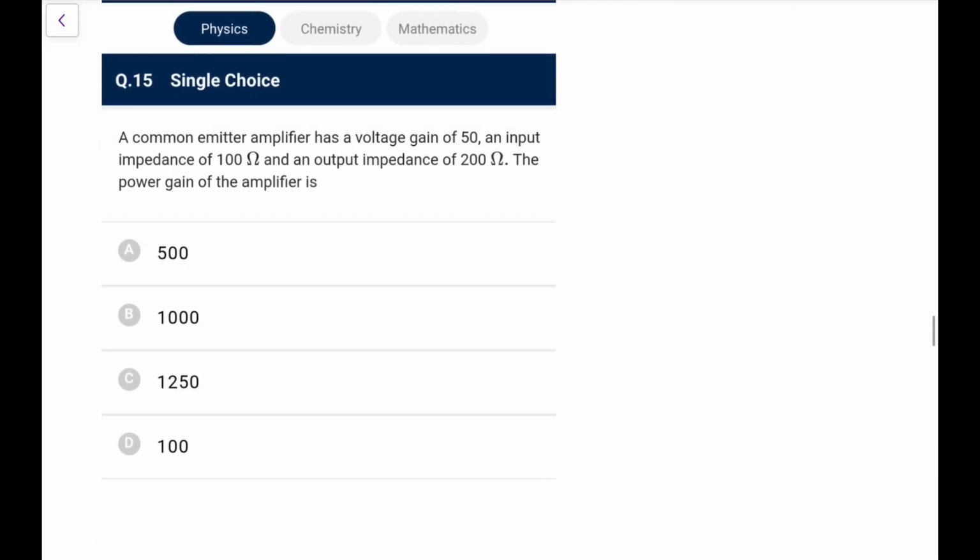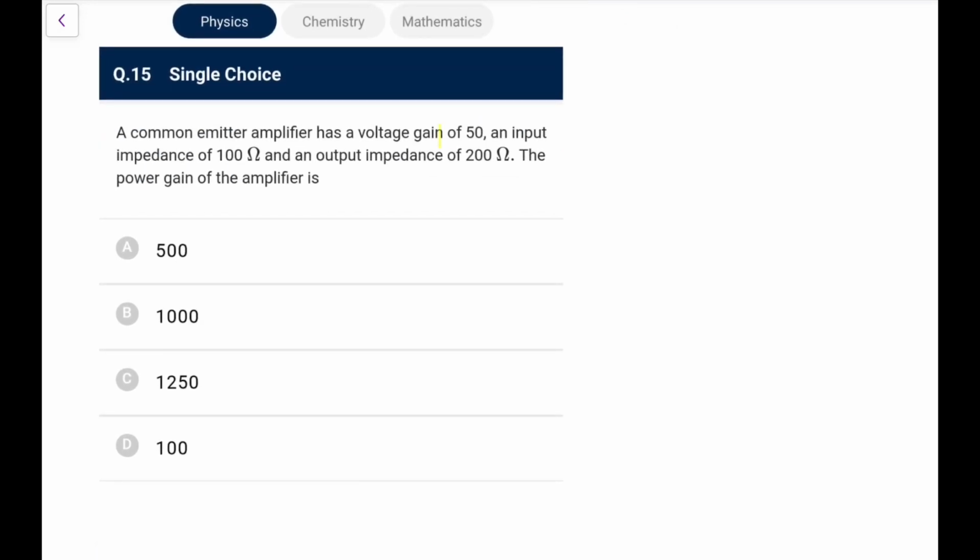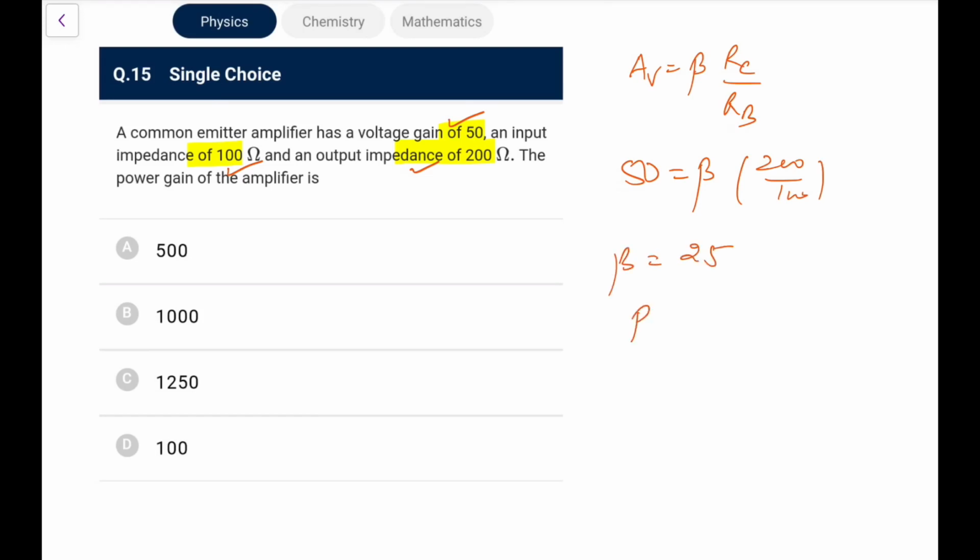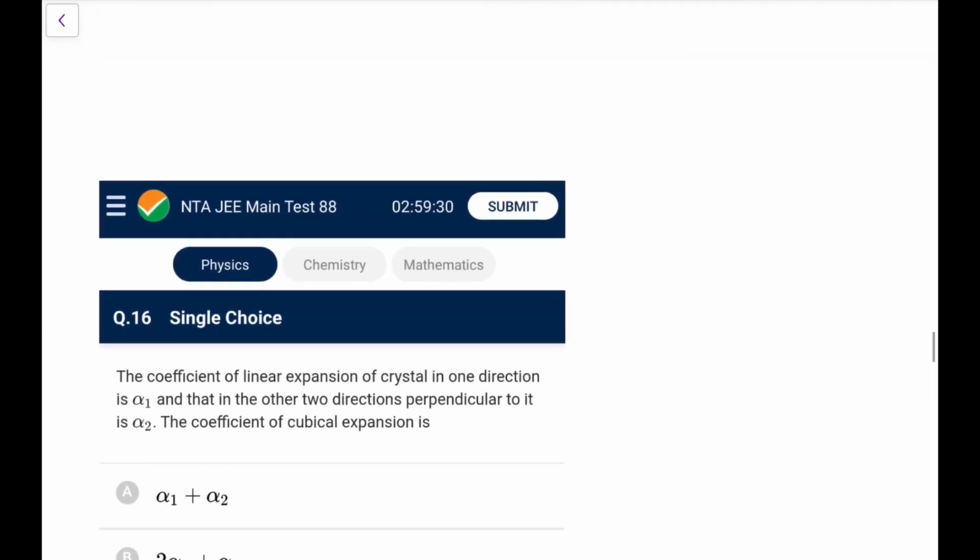Next, a common emitter amplifier has a voltage gain of 50, input impedance is 100, output impedance is 200, the power gain would be. So it is a voltage gain, input impedance, output impedance. What we know, Av is beta RC by RB. So Av is 50, we can find current gain beta, RC by RB is given as 200 by 100. So beta comes out as 25. So power gain is voltage gain into current gain, that is 50 into 25, that comes out as 1250. So go for option C, it's an easy one, not that tough.